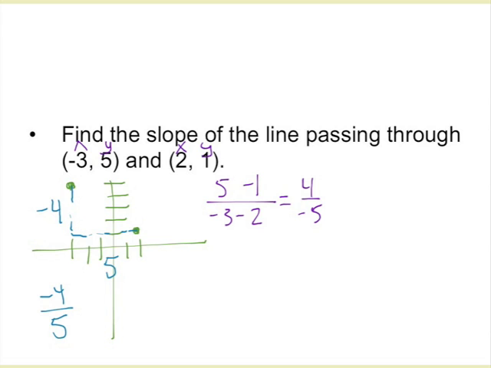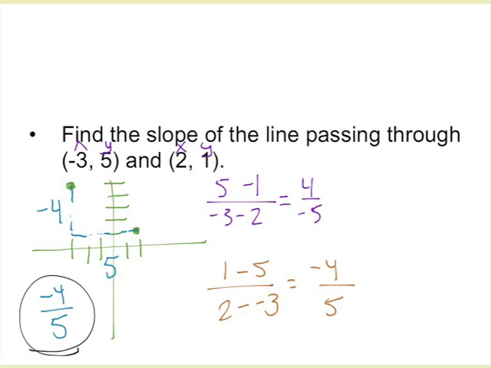Or if I went the other way and went 1 minus 5, I would go 2 minus negative 3, and I get negative 4 over, being careful of double negatives, 5. So we can see that we've got 3 different ways we did the problem. We got the same answer, all of them. We graphed and did rise over run. We subtracted in one direction, we subtracted in the other direction, and we kept getting the same answer.